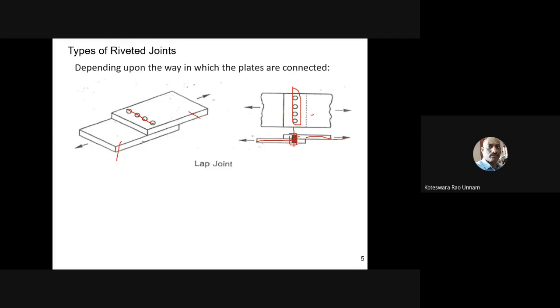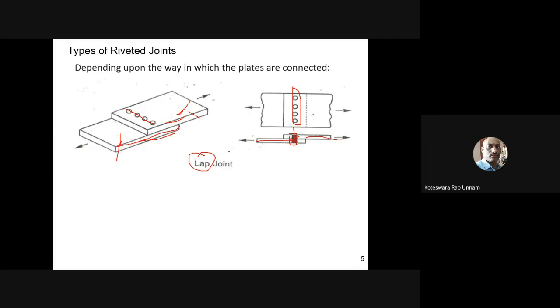In case of lap joint, how are these two plates connected? Lap, the meaning of lap is nothing but overlap. That means the connecting plates should overlap one upon the other. Here this top plate is placed on the bottom plate, then the riveting is done here. This kind of joint we call a lap joint. Lap is nothing but overlap. The top plate is overlapping on the bottom plate, so we call it a lap joint.